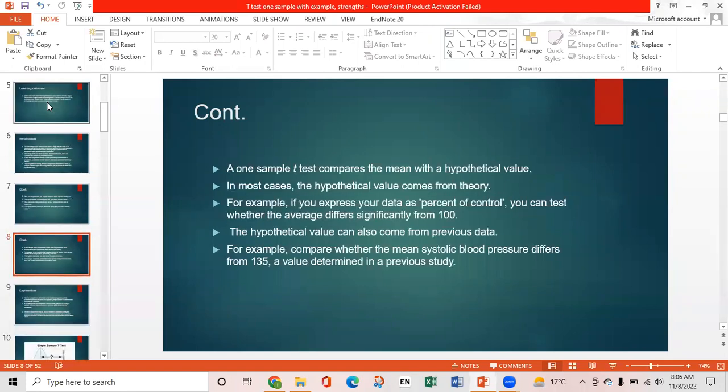A one sample t-test compares the mean with the hypothetical value. In most cases, the hypothetical value comes from theory. For example, if you express your data as a percent of control, you can test whether the average differs significantly from 100. The hypothetical value can also come from previous data. For example, compare whether the mean systolic blood pressure differs from 135, a value determined in a previous study.